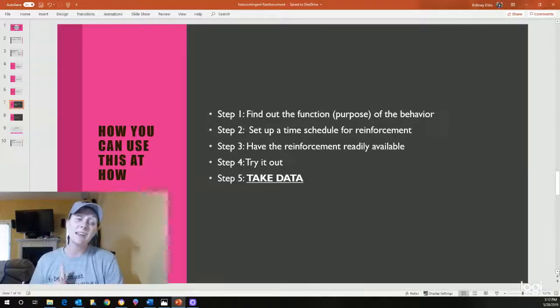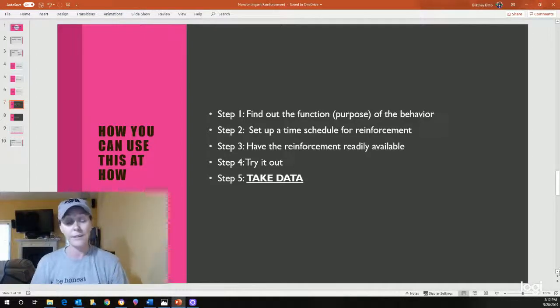Consequence does not necessarily mean something bad, like the behavior was he did something inappropriate, so I swatted him on the butt. That technically is a consequence, but you don't necessarily have to use that as a consequence. Anything that happens after a behavior occurs is a consequence. So again, you can use that ABC data form.